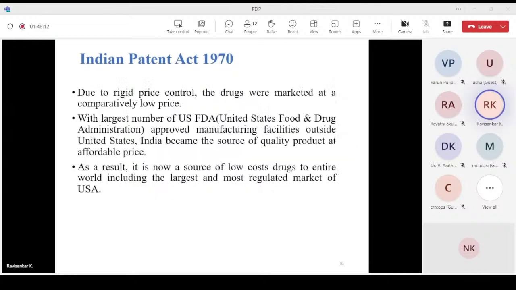Due to rigid price control also, the drugs were marketed at a comparatively low price. With the largest number of US FDA approved manufacturing facilities outside the US, India became the source of quality products at affordable price. As a result, it is now a source of low cost drugs to the entire world, including the largest and most regulated market of the US.